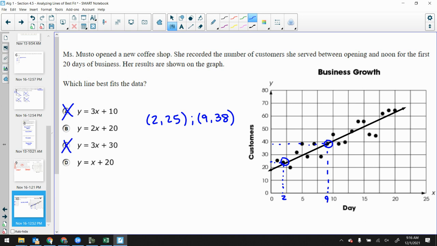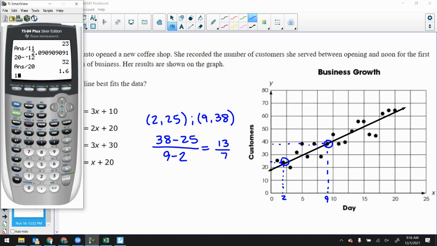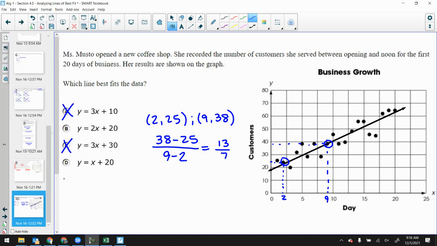So it would be 38 minus 25 over 9 minus 2. 13 over 7. Just under 2. It's 1.9 if we round it. So we would say B. B is my answer.